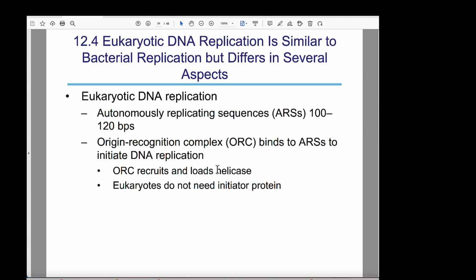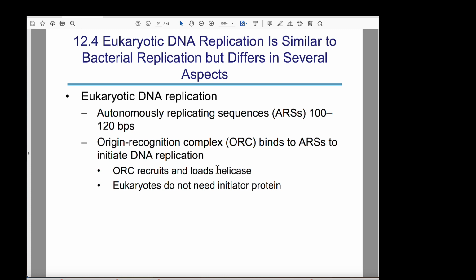All right. So with eukaryotic replication, you have what we call autonomously replicating sequences, or ARS. And these are DNA sequences that confer the ability to replicate, and they contain an origin of replication. Okay, they're about 100 to 120 base pairs. And we also have ORC. This is the origin recognition complex. And this ORC binds to the ARS to help initiate DNA replication. Okay, so this is important in eukaryotic DNA replication.